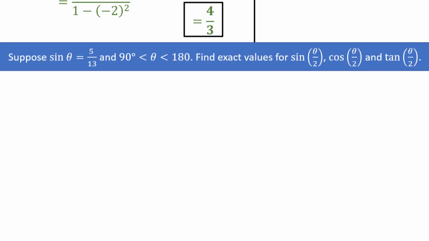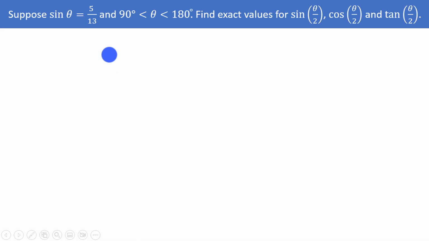Let's try one final problem. We are told that sine of theta is equal to 5 over 13, and that theta is between 90 and 180 degrees. We are asked to find the values for sine of theta over 2, cosine of theta over 2, and tangent of theta over 2.